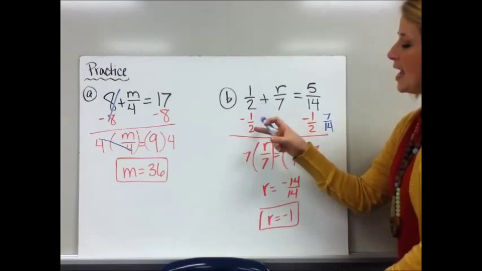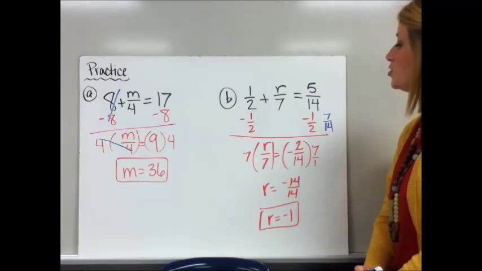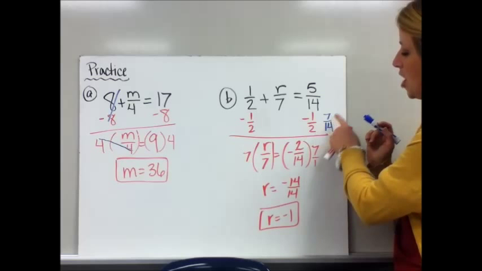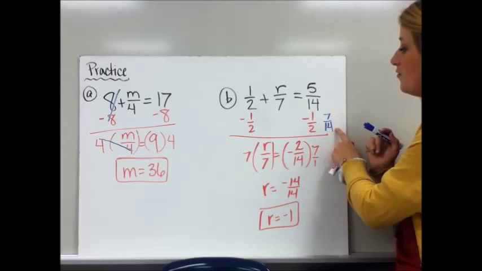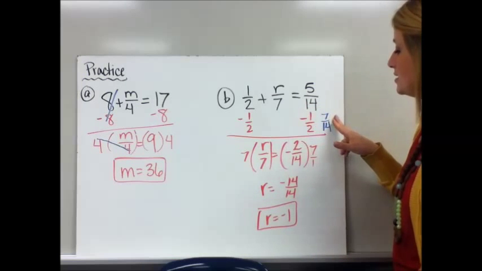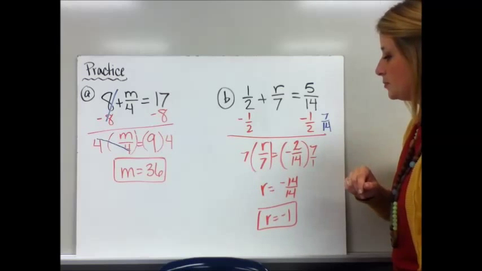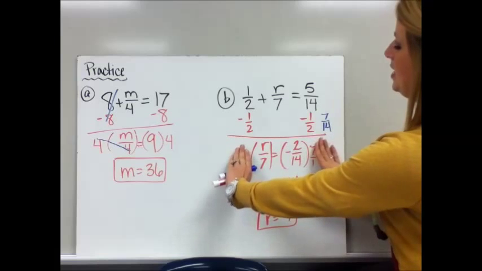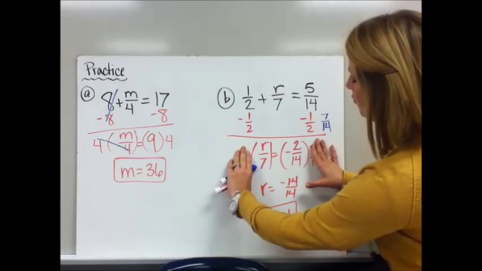We're going to undo adding a half by subtracting a half on both sides. And remembering our adding fraction rules, we have to get the common denominator, which is what I've done in blue right here. 1/2 is equivalent to 7 over 14. That's a common denominator. Now I'm going to subtract 5 minus 7, which gives me negative 2. So you might look at it like that is what came down. R over 7 equals negative 2 over 14.